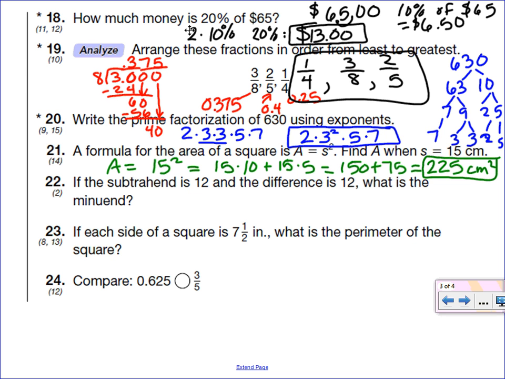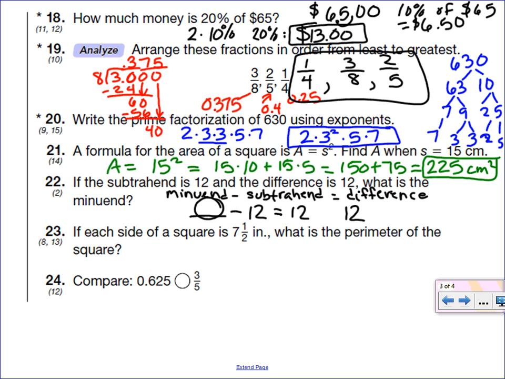If the subtrahend is 12 and the difference is 12, what is the minuend? So in a subtraction or difference equation, you have the minuend minus the subtrahend equals the difference. So now we just fill in those blank spots. So there's some number minus 12 and it equals 12. So what is this number right here? 24. 24 minus 12 gives me 12.